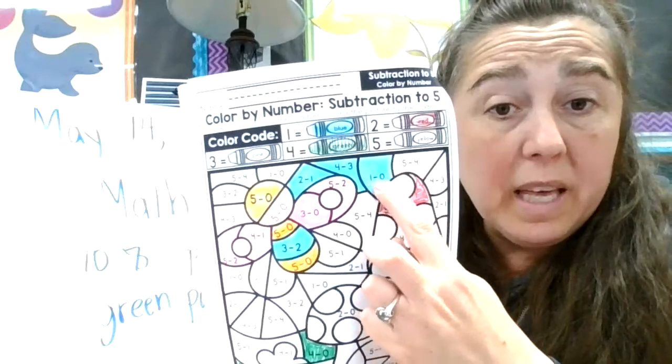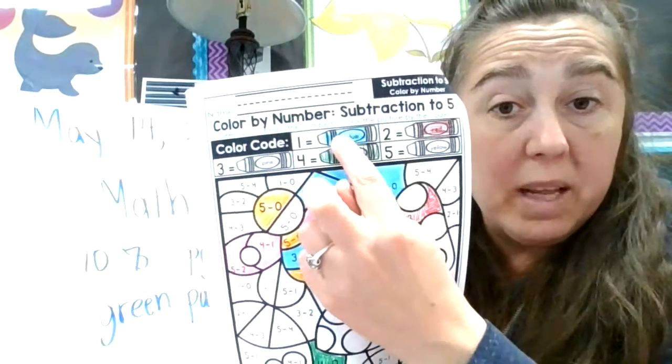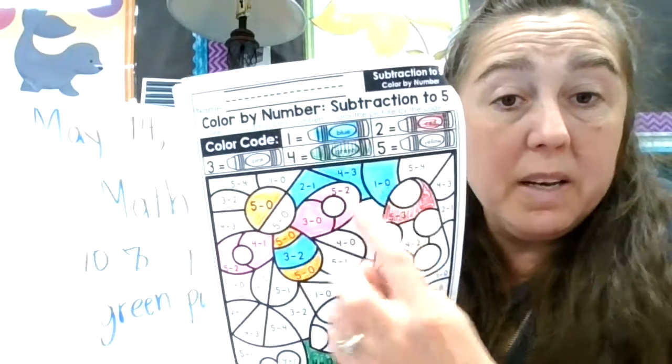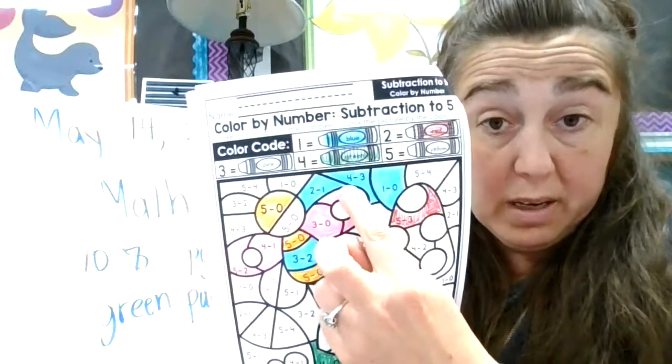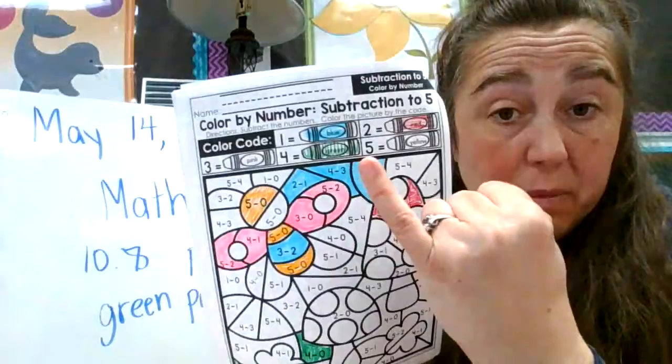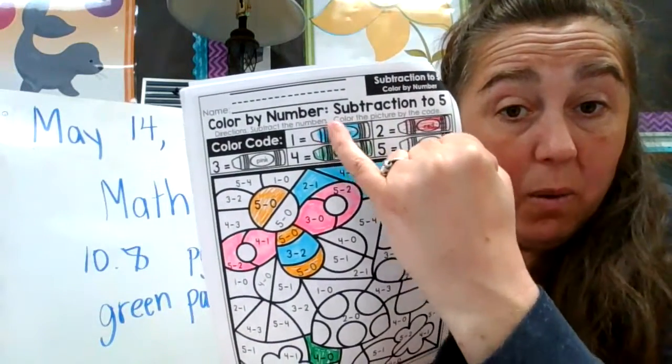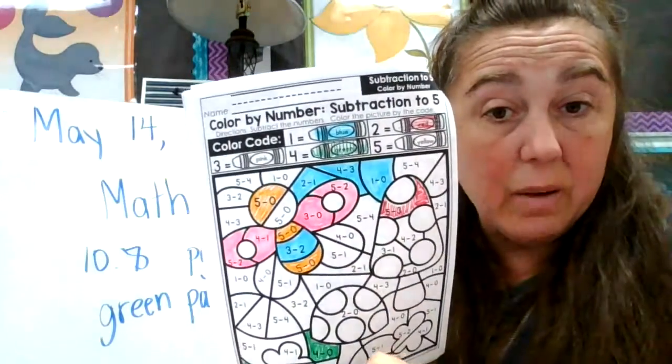If I have one thing and I take nothing away, I still have one left. So if my answer is 1, I color in blue. Oh, look, I have 4. I take 3 away. How many are left? 1. If I have 1 left, I color it blue.